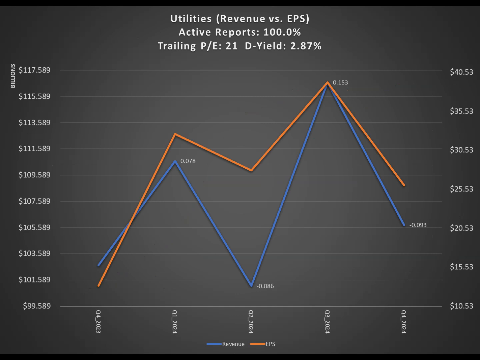Utilities sub-industries. Independent power producers and energy traders. Electric utilities. Multi-utilities. Water utilities. Gas utilities.